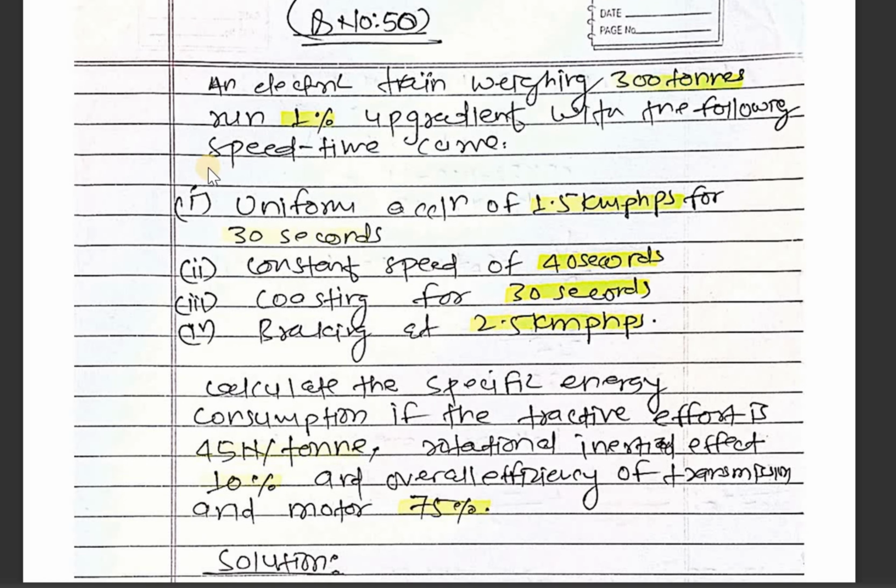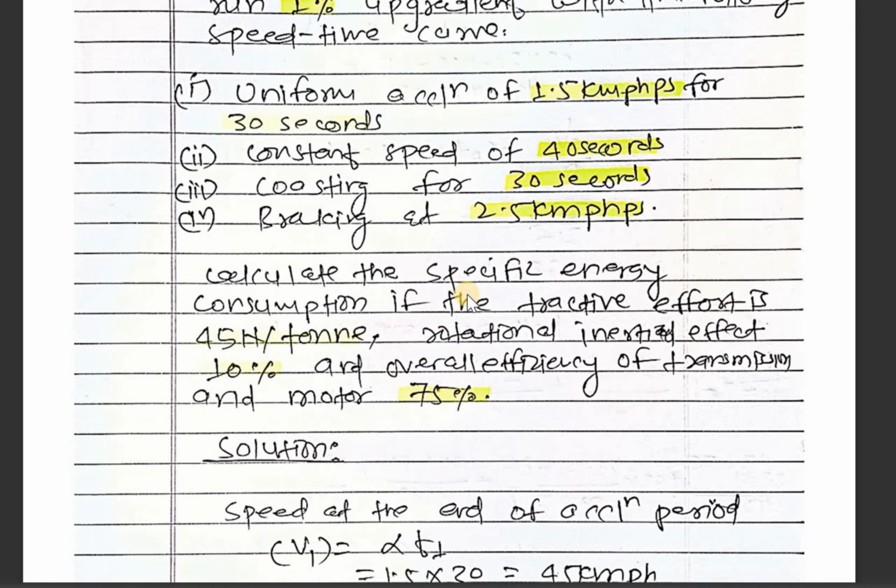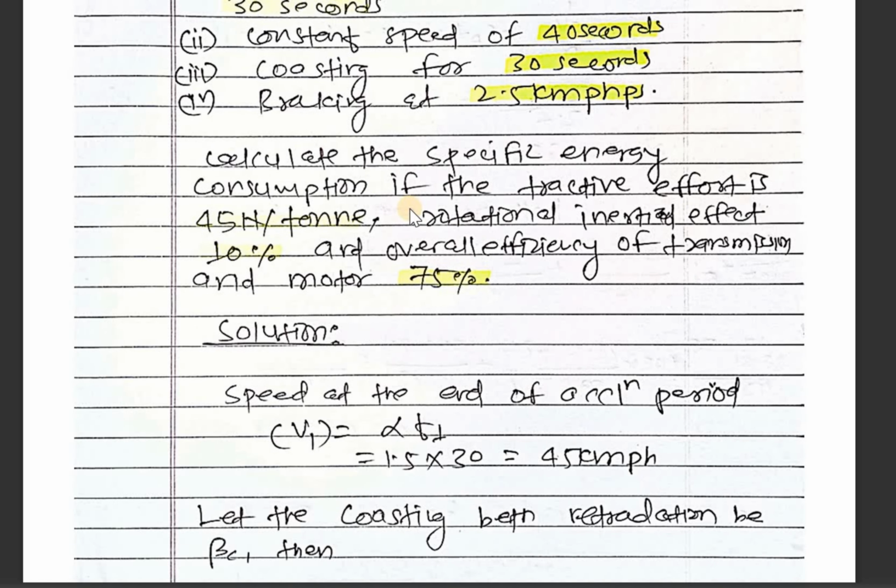And today our numerical problem is: an electric train weighing 300 tons runs up a 1% gradient with the following speed-time curve. First, uniform acceleration of 1.5 km per hour per second for 30 seconds. Second, constant speed for 40 seconds. Third, coasting for 30 seconds. And fourth, braking at 2.5 km per hour per second. Calculate the specific energy consumption if the tractive effort is 45 Newton per ton, rotational inertia effect 10%, and overall efficiency of transmission and motor is 75%.